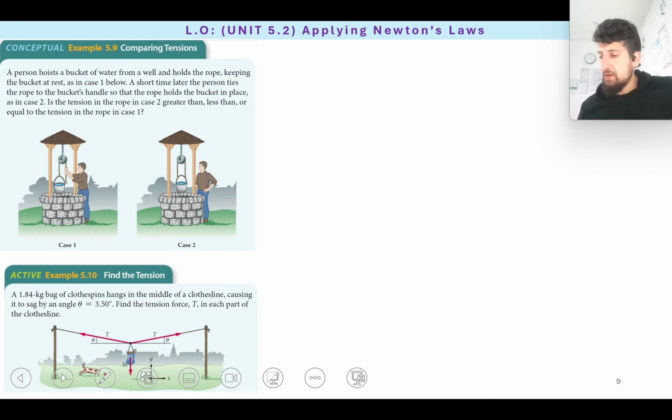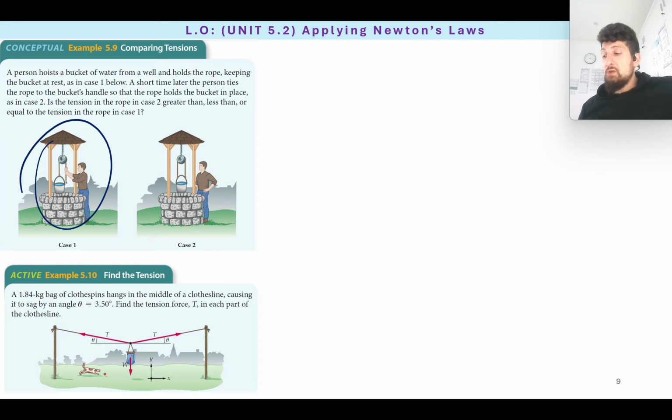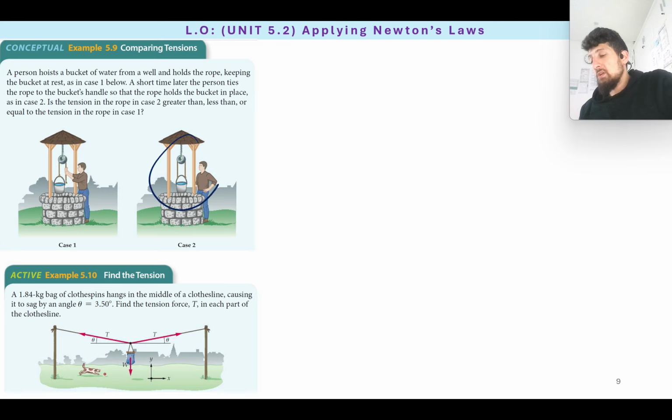Bit of a mouthful, that. So you really need to understand the question before you start proceeding with the answer. The pictures help. We've got a person pulling on the bucket, and all the tension is going through one rope. And here we've got the person who's tied the bucket, and now the tension is across 2 ropes. And what it's asking is, are these 2 equal, or is the tension in one greater than the other?